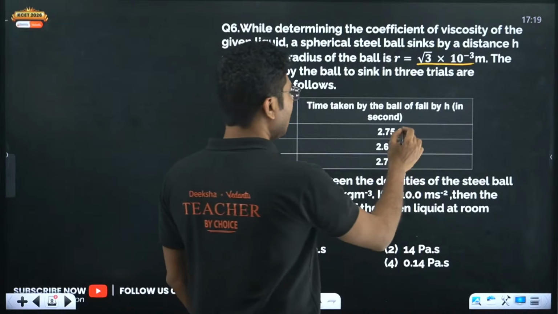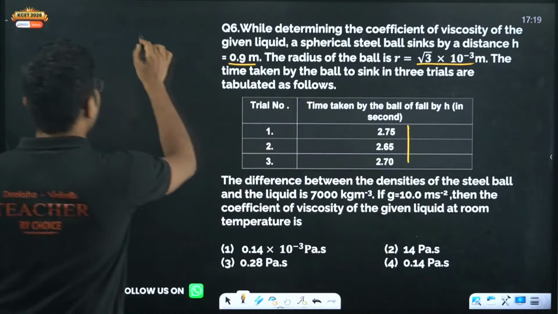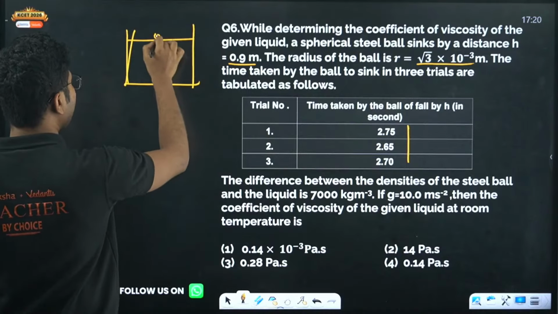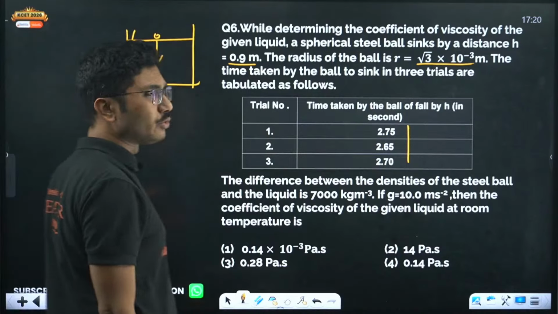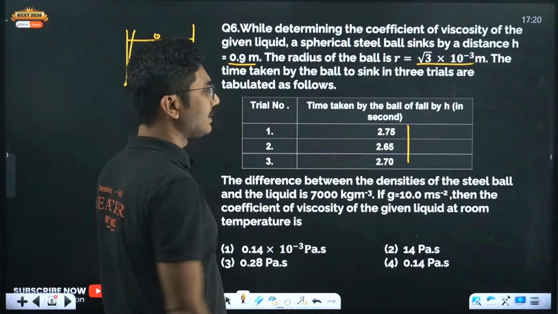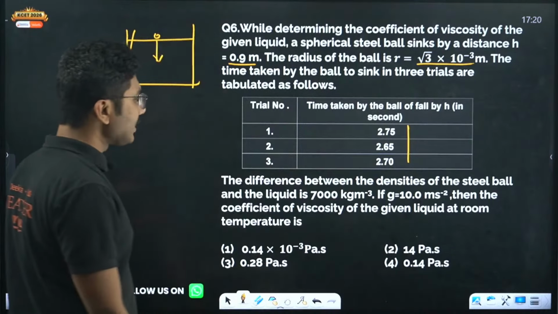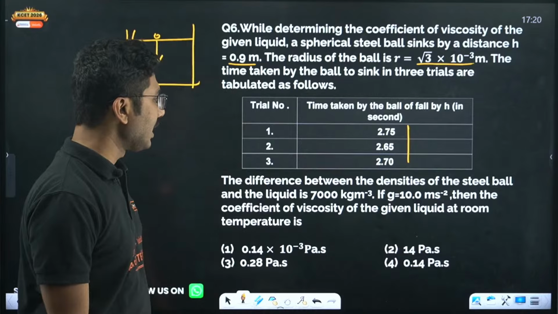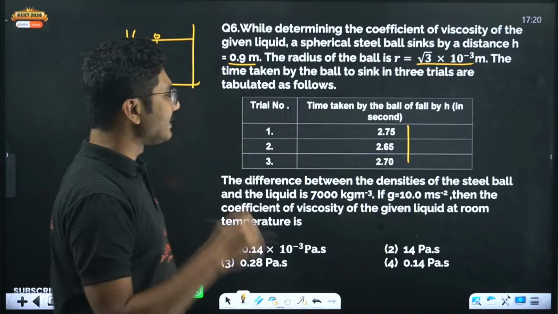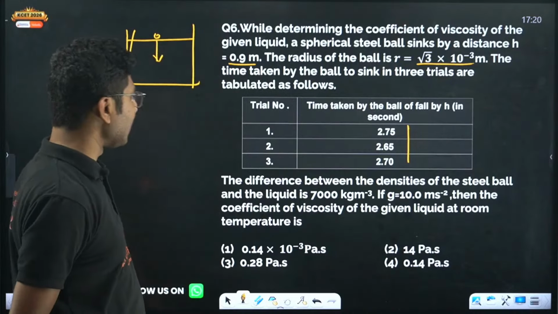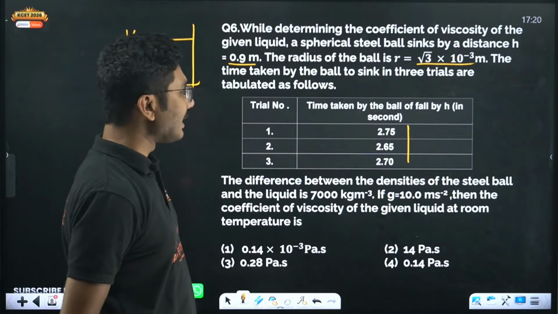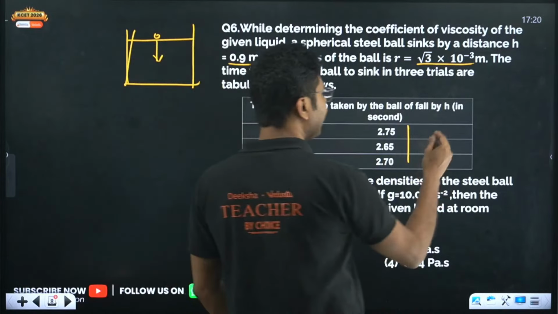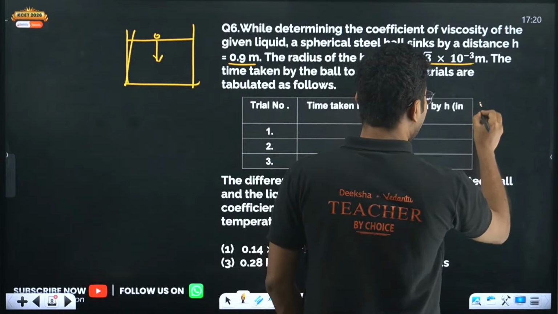So you have a ball, you have a fluid. You have allowed the ball to flow through the liquid, and you have measured the time. The difference between the densities of the steel ball and the liquid is 7000 kg per meter cubed. If g is 10 meter per second square, then what is the coefficient of viscosity of the given liquid at room temperature? So first of all, you have to calculate the average time.